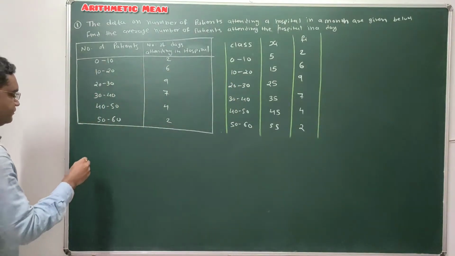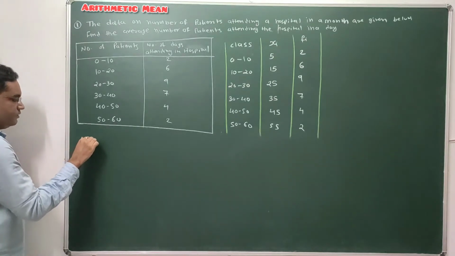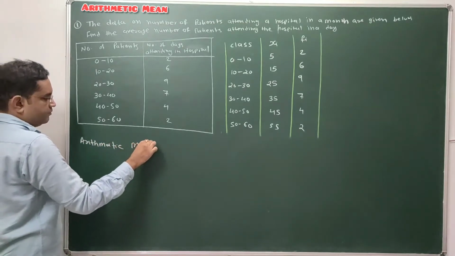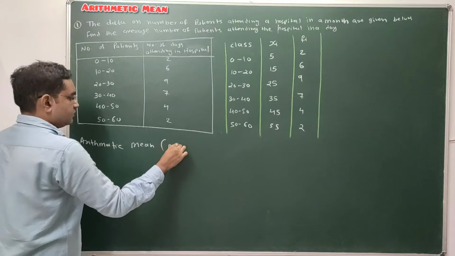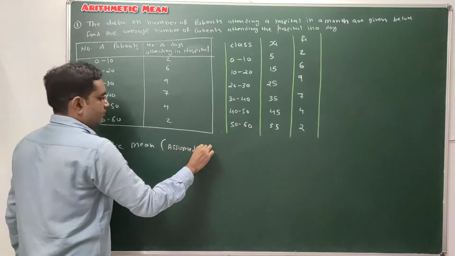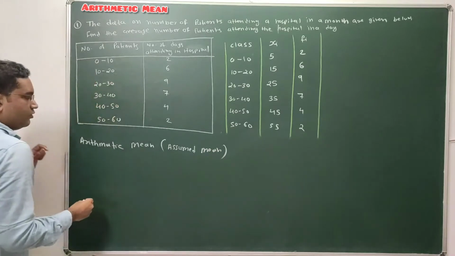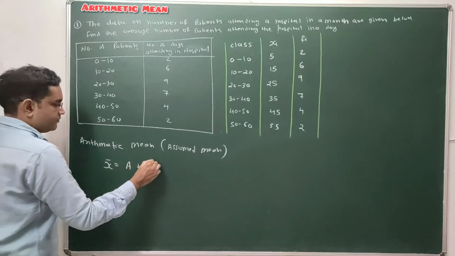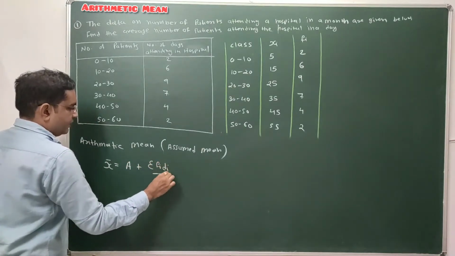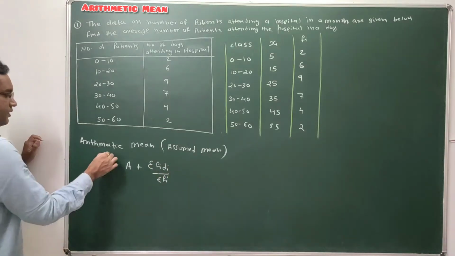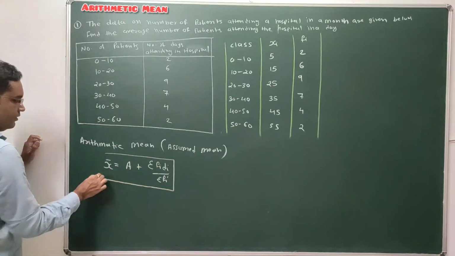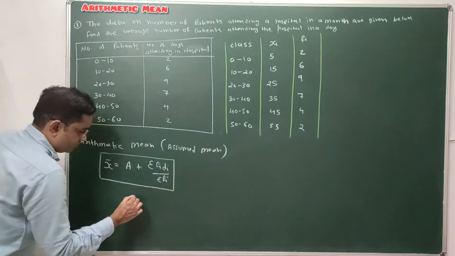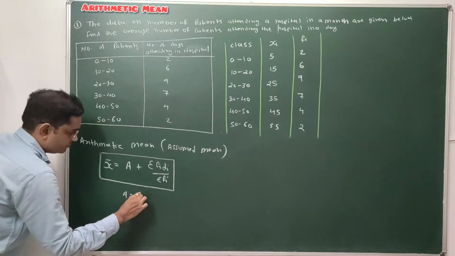So our formula to find the arithmetic mean by the assumed mean method is: arithmetic mean x bar equals a plus sigma fi di upon sigma fi. Done. This is the formula to find the arithmetic mean by assumed mean method. So here first we require a, that is our assumed mean.